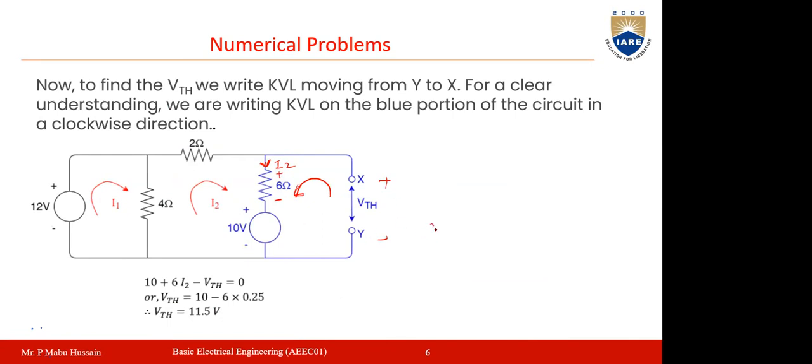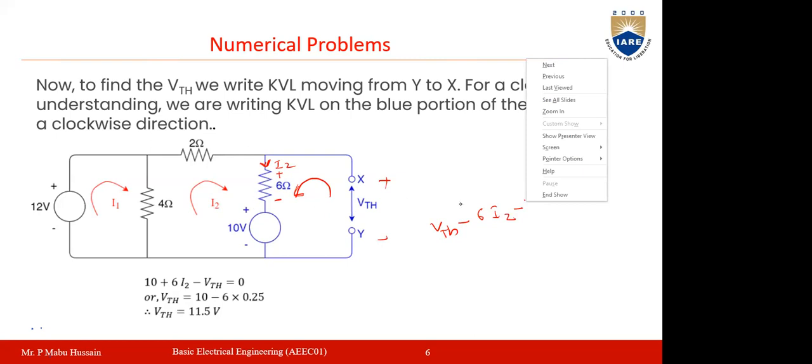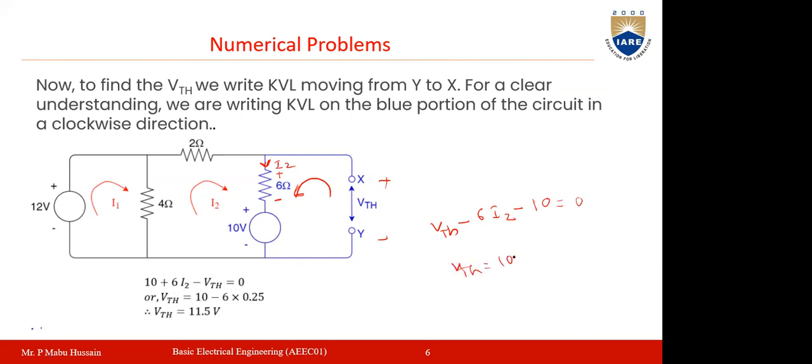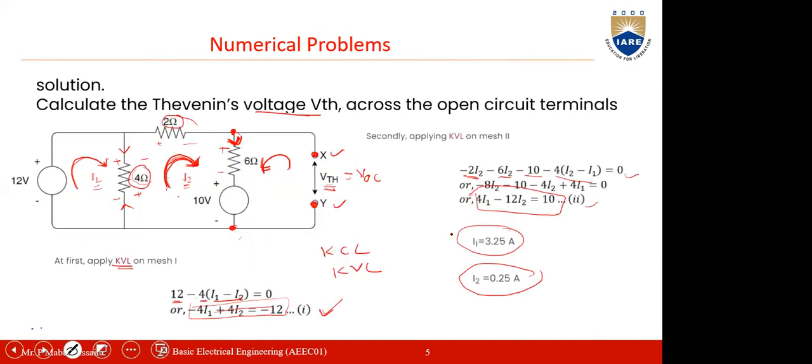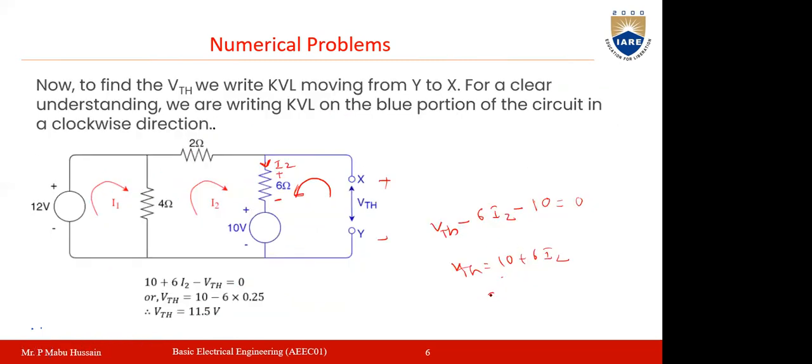Now minus to plus, you can consider it as a positive V Thevenin. Then plus to minus, a negative 6 I2. Then the voltage source is plus to minus again, so minus 10 is equal to 0. So V Thevenin is 10 plus 6 I2. Now I2 value you already know, it is 0.25. So 10 plus 6 into 0.25.